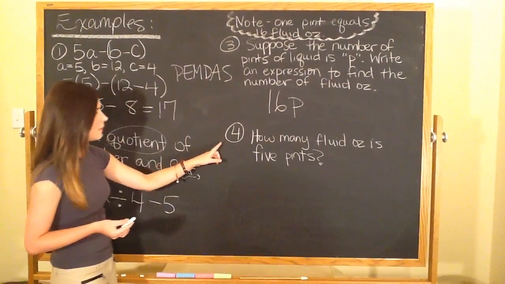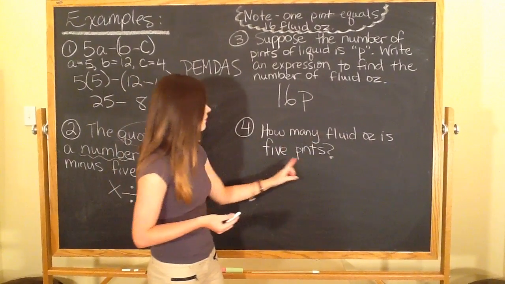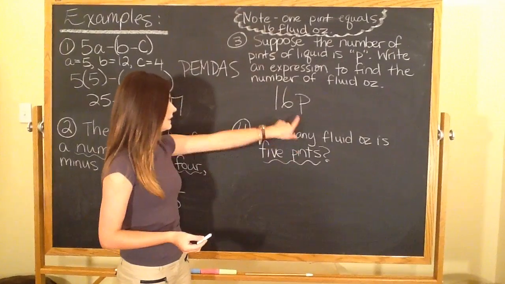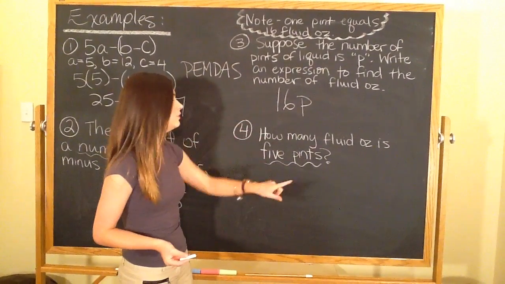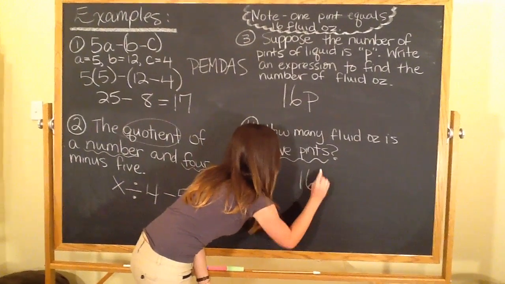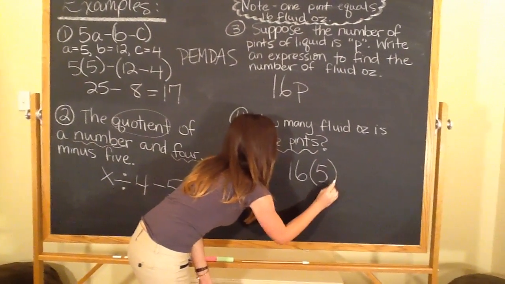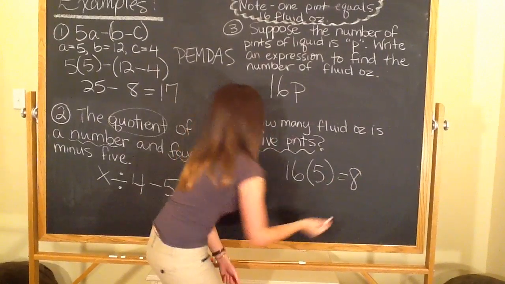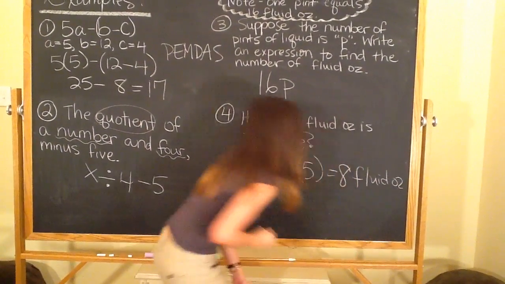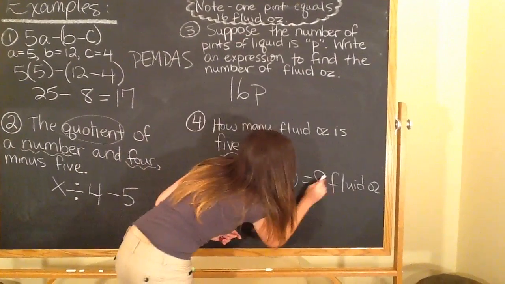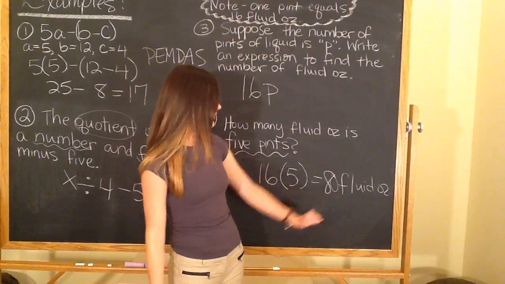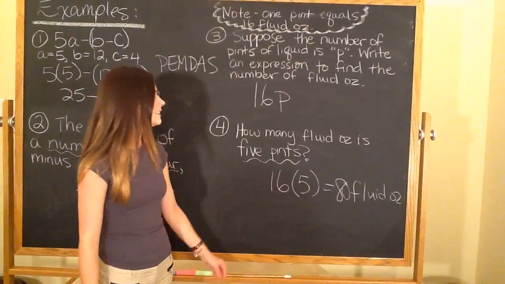Let's look at number 4. How many fluid ounces is 5 pints? If you see 5 pints, you'll realize that this P up here stands for pints. So we're going to replace the P now with the number 5. 16 times 5 gives us 80 fluid ounces. So that's our answer. I forgot to put the 0. Be very careful when writing your answers because that makes a huge difference. 8 and 80 are totally different numbers. So the answer is 80 fluid ounces.